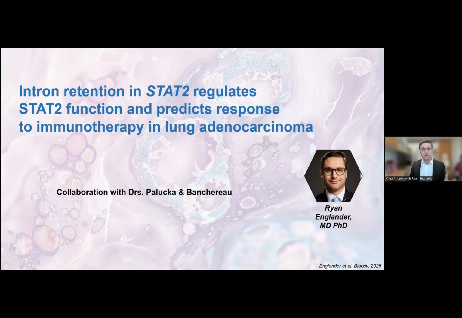So I'm really excited to talk to you about my work using long-read RNA sequencing to comprehensively study the transcriptome of lung adenocarcinoma, with a specific focus on a pair of intron retention events that we identified in the gene STAT2, which regulate the gene's function and predict response to immunotherapy. So without further ado, let's get into it.